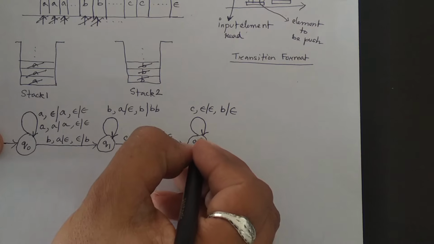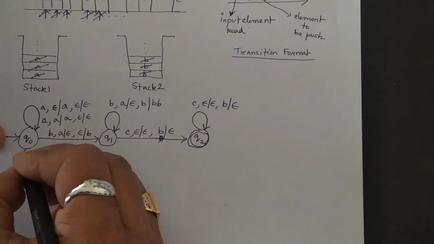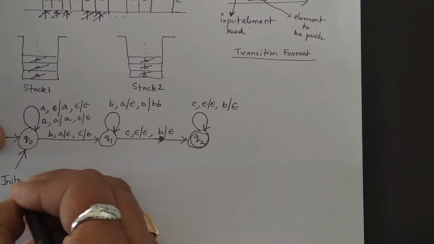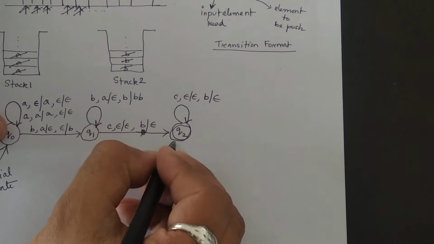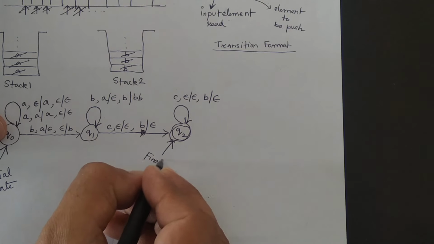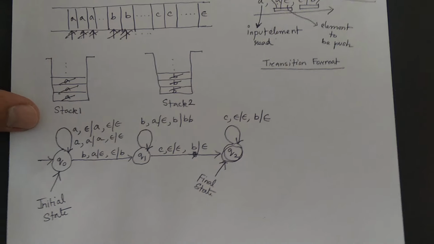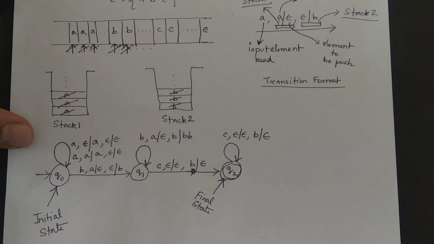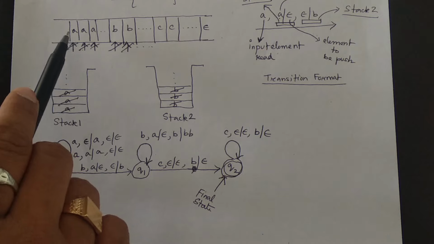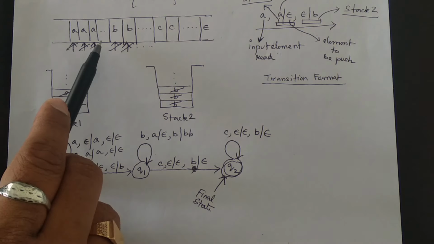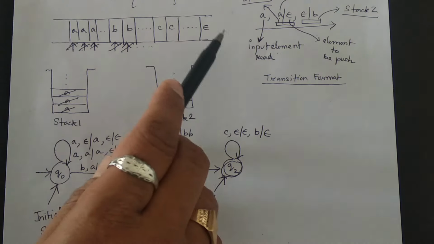So this will act as your final state. So this is the initial state. Okay. And this is your final state. Clear? So this is your entire diagram for your 2-stack PDA. Again, I'm repeating over here. These are the input symbols: A n number of times, B n number of times, C n number of times. Okay, and this is the epsilon.